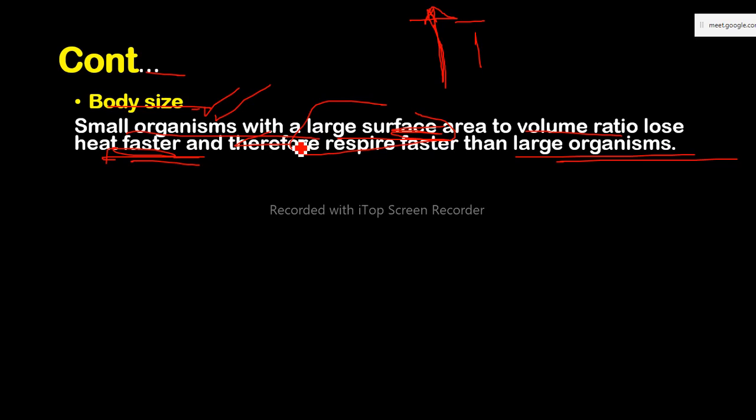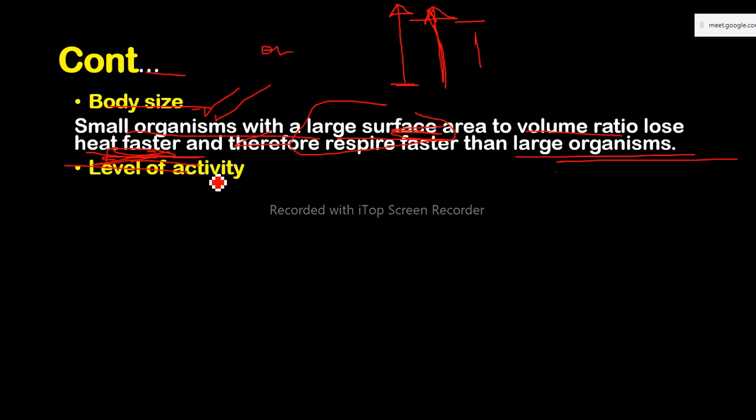Now, these small organisms having a large surface area to volume ratio, they lose heat at a high rate, okay, compared to these large organisms. And so what does that imply? It implies that these small organisms must have a high metabolic rate, a high rate of respiration, to generate enough heat to replace this heat that is lost, okay, than their fellow large organisms.